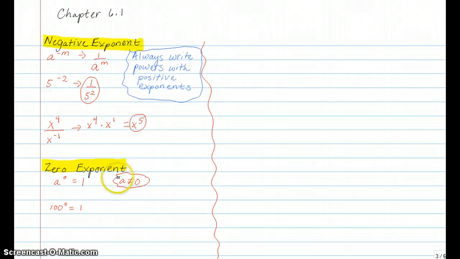Now, zero exponent, not hard to remember, but doesn't make a lot of sense logically. Any base, a, to the 0 power is always going to be 1. A cannot be 0. We're not going to do 0 to the 0 power. So the only exception to this is that A cannot be 0. So any integer value, any value actually, to the 0 power is going to be 1. So here's the example I'm giving you. 100 to the 0 power equals 1.